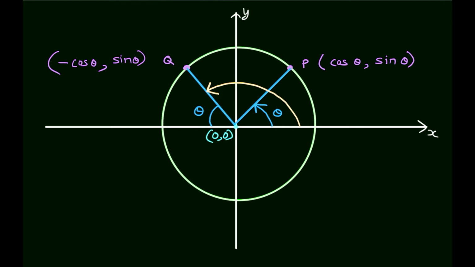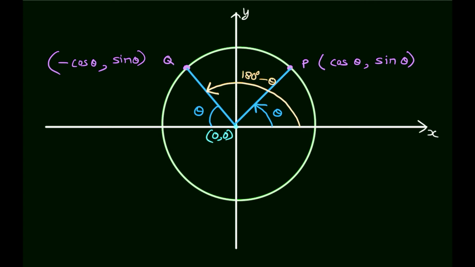So if this angle is theta, and we know that the angle in a straight line is 180 degrees, right? A straight line makes 180 degrees angle. So therefore, this angle will be 180 degrees minus theta, right? So this angle will be 180 degrees minus theta.